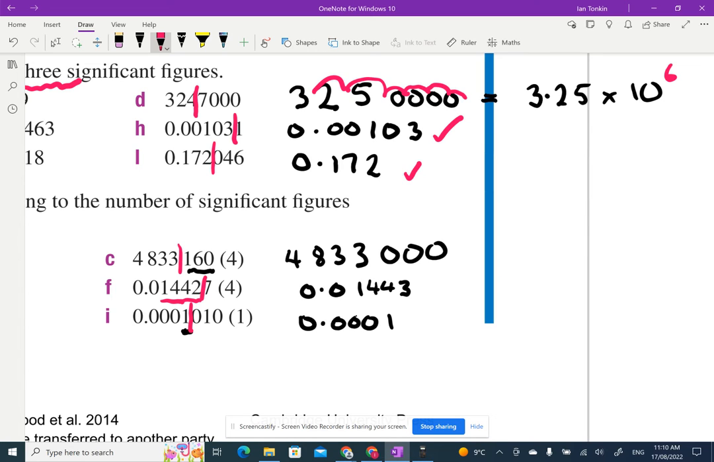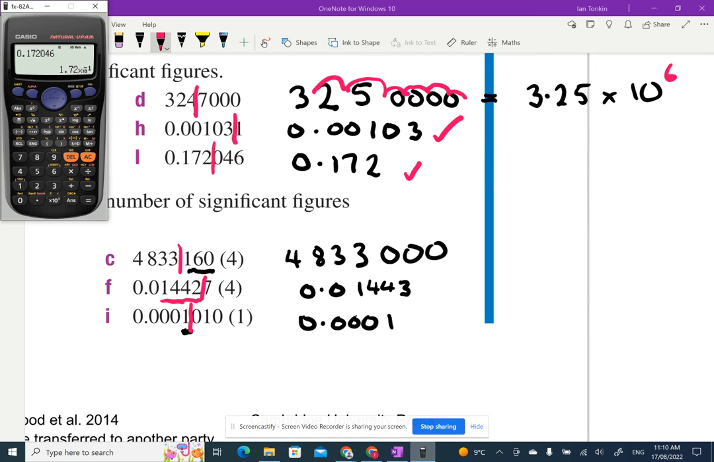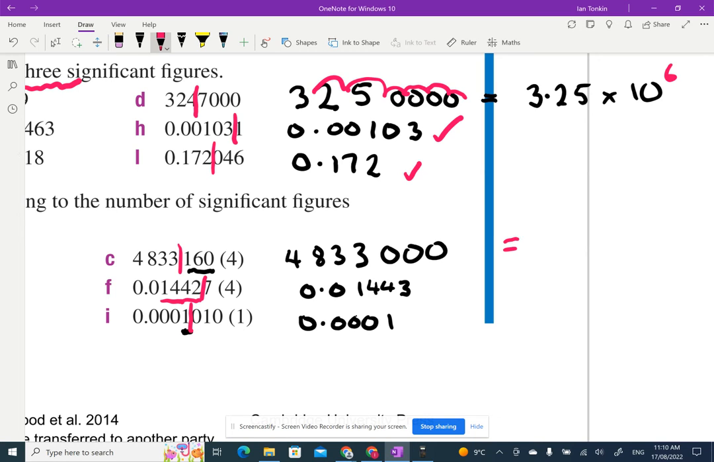Now, let's go down to C. So if I get my calculator back, this time 4 significant figures. So I have to go and change the setup again. So I go Shift, Setup, Scientific Notation, and I'm going 4. So just so I can check, the answer to this, if I wrote it in scientific notation, is 4.833. I'm going to move it 1, 2, 3, 4, 5, 6, times 10 to the power of 6. They are the same answer.